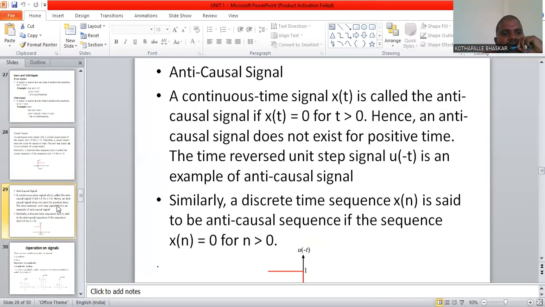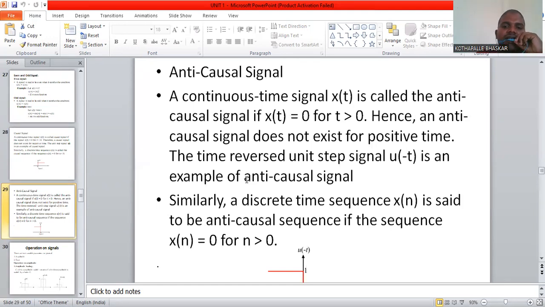Next one, anti-causal signal. A continuous time signal x of t satisfies the following condition: x of t is equal to 0 for t greater than 0. That is called an anti-causal signal. So an anti-causal signal does not exist for positive time. That means it exists only in negative time. The best example for an anti-causal signal is the time reversal signal. Suppose you consider u of t, the time reversal signal is u of minus t. So u of minus t exists in negative time only. That is an example for an anti-causal signal.